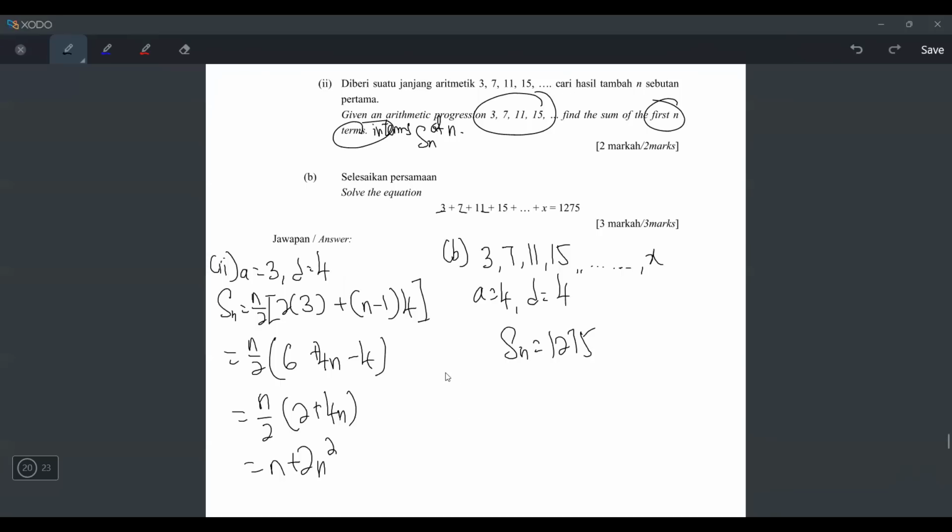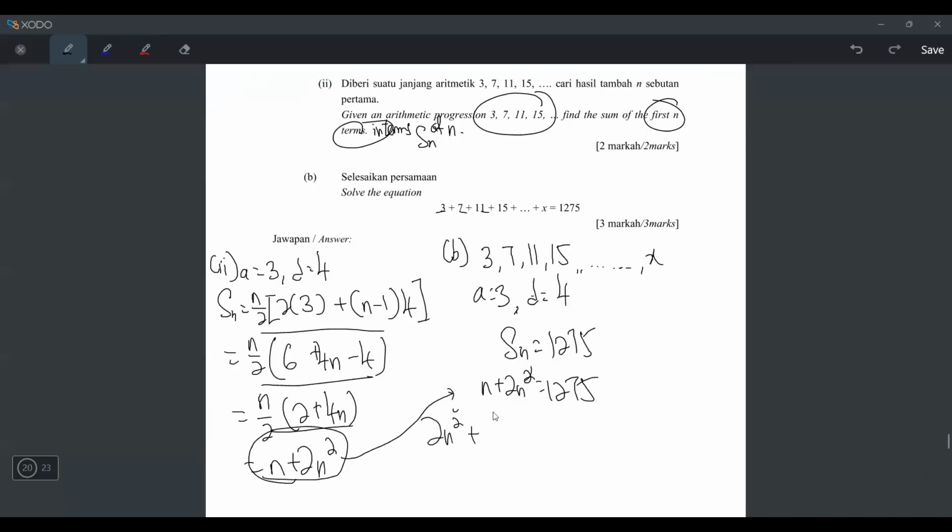So what you do now is use the formula. Can I do that? Yeah, right. They want you to solve. Solve means cari x, right? So yeah, I think you can do that. So n over 2... oh, tak payah. Since we are talking about the same progression, because this one, the A is 3, D is 4, so the SN will be this one, right? So if I'm malas, I don't have to do all of this again. I will just continue from here and just tulis n plus 2n squared equals to 1275, and it's a quadratic.